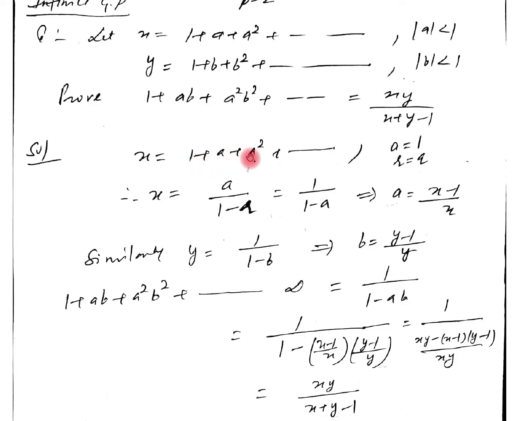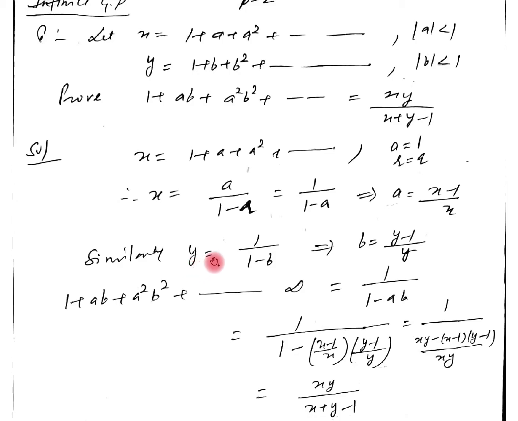x equal to 1 plus a plus a square and so on. Here it is an infinite GP. Therefore the first term is given to be 1 and the common ratio is given to be a. Therefore x equal to the sum of infinite GP, which is a upon 1 minus r. Putting the values, it is 1 upon 1 minus a. From this equation, simplifying it, we are getting the value of a in terms of x. So this implies a equal to x minus 1 upon x. Similarly, the second, y is equal to the sum of this infinite GP.